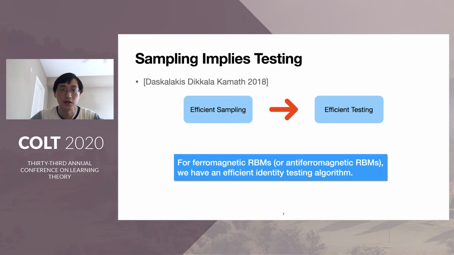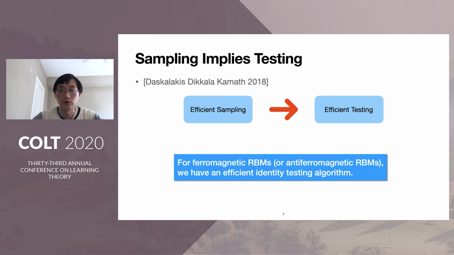And there is a close relationship between sampling and testing. In fact, by a result of Daskalakis, Dikkala, and Kamath in 2018, they show that if you have an efficient sampling algorithm, then you can use it to compute the marginal probability of every vertex and every edge, which will allow you to have an efficient identity testing algorithm.